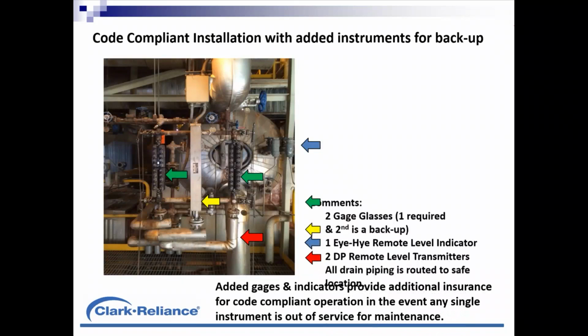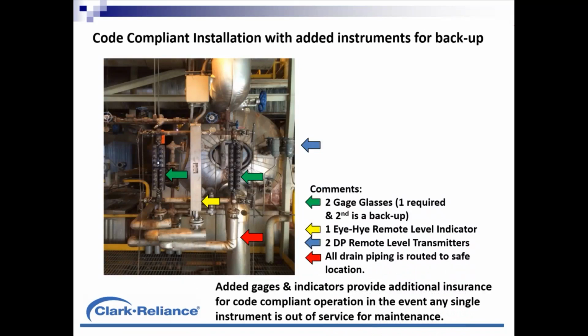Here's an example of an application, and this is on a low pressure boiler. These are reflex type gauges, but I'd like to point out what this user did. In their application, they're below 400 pound service, below 26 bar. They're only required to have 1 gauge glass.